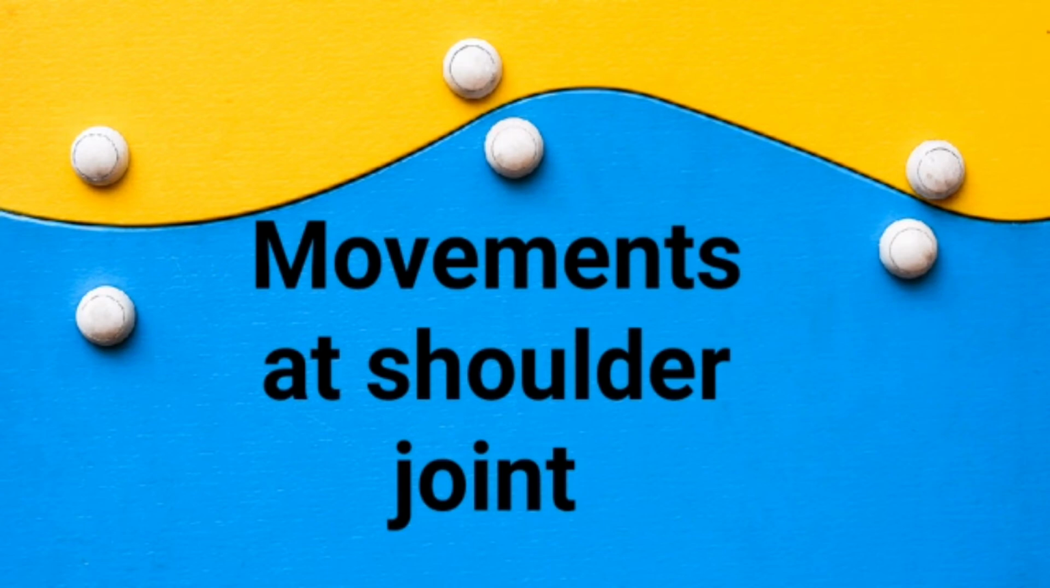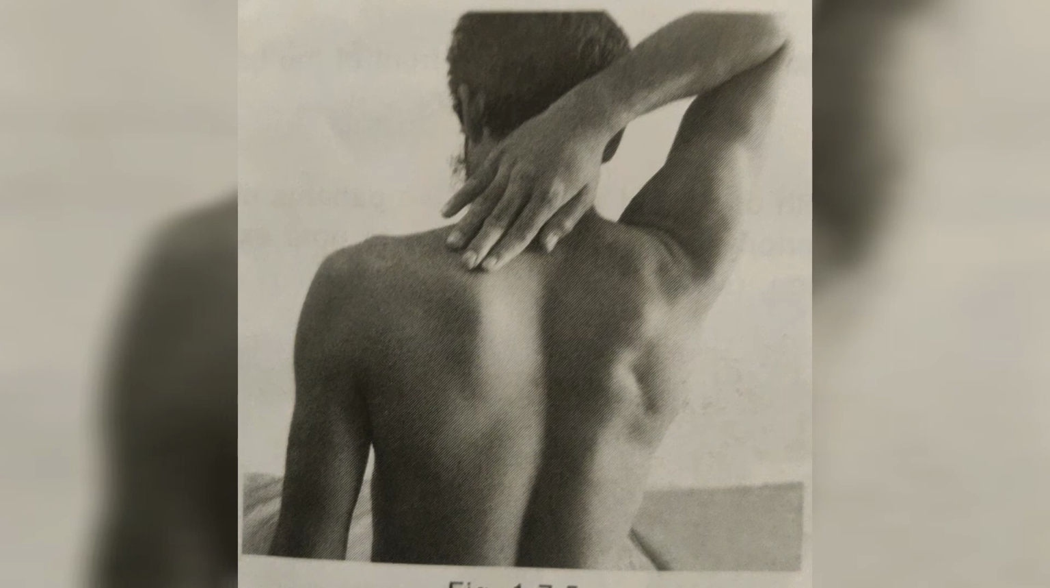Today we will talk about movements at the shoulder joint. We will check two types of movements at the shoulder joint, active movements and passive movements. For active movements we have Apley's scratch test. For abduction and external rotation, ask the patient to touch the superomedial angle of the opposite side scapula.